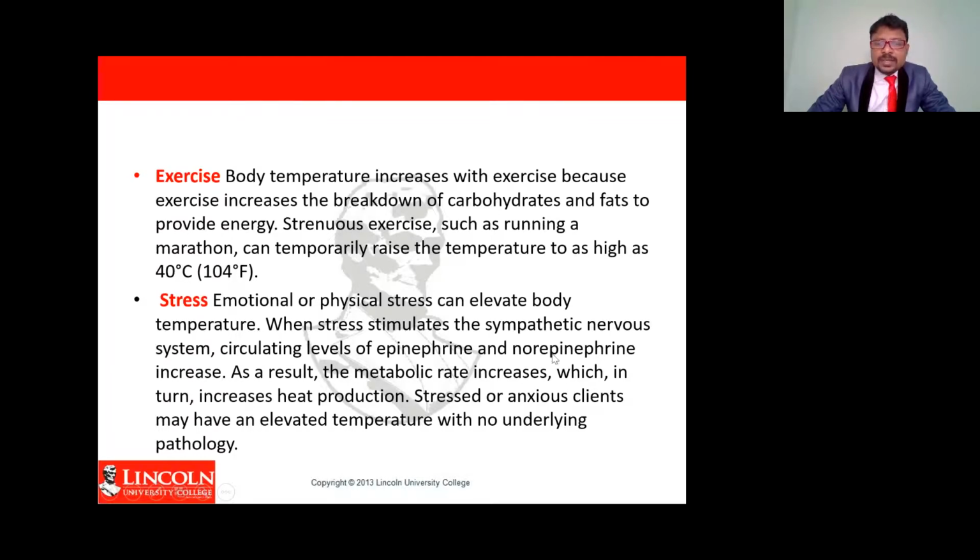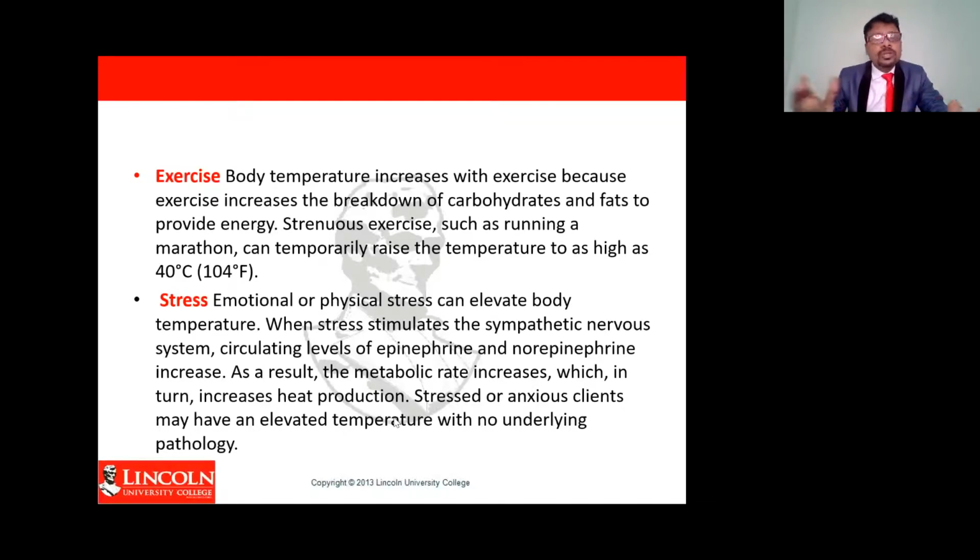When stress stimulates the sympathetic nervous system, circulating levels of epinephrine and norepinephrine are going to be increased. That is a hormonal change. Because of the increased hormones, the body temperature is affected. As a result, metabolic rate also increases, which in turn increases heat production. Metabolic production increased means whatever food and nutrients we take, everything is going to be digested, and the energy portion is sent to the bloodstream.